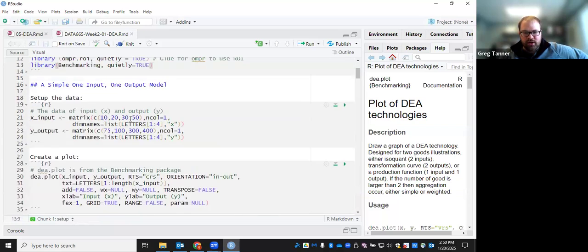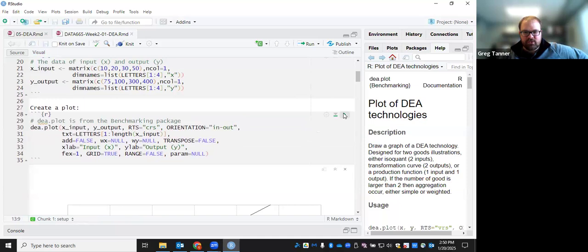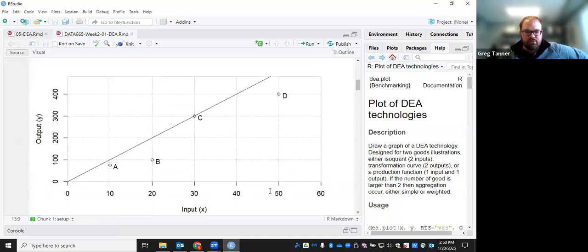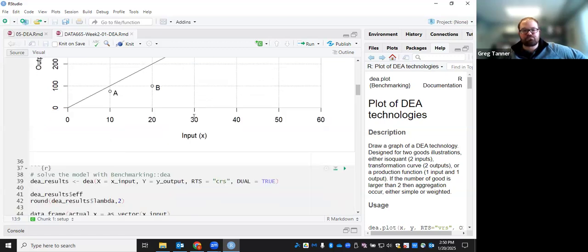And if you have a one input, one output model, it's pretty nice to create a plot of input versus output, and we get our efficiency frontier plotted on there, and anything below the efficiency frontier is inefficient. Anything on the efficiency frontier has 100% efficiency.